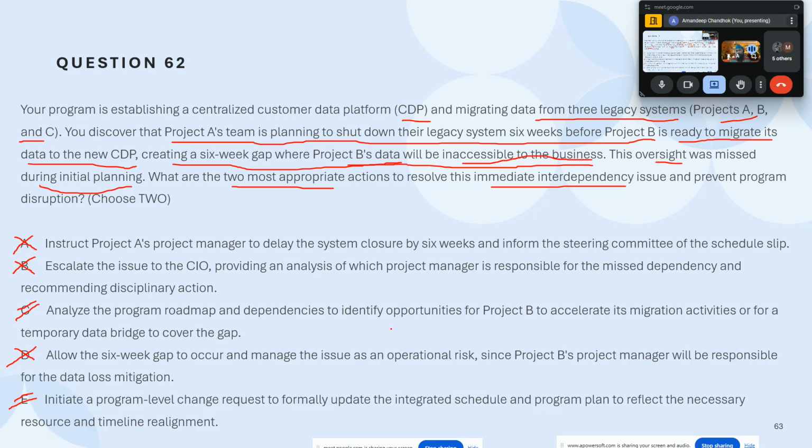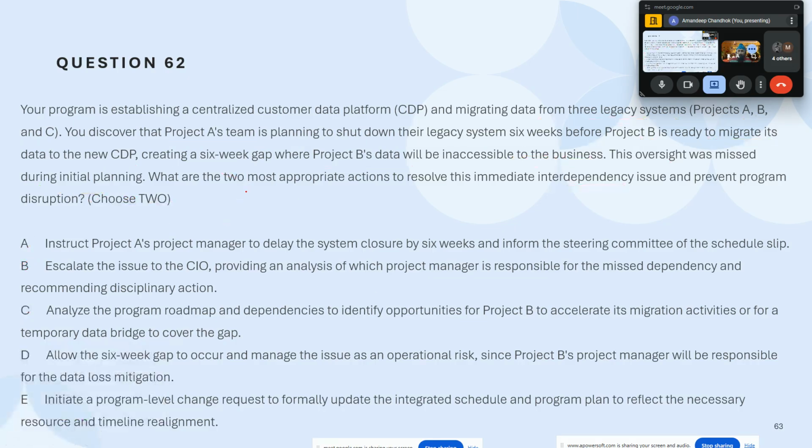Now let me throw a curveball over here. Let's say instead of two, I scratch the word two here. I remove it. It only says which is the most appropriate action. When you get into which is the most appropriate action, which is going to be the answer? We already know it's C and E when we had two. But when it's only the most appropriate, it means only one. You only have an option to choose one. So which one are you going to pick?